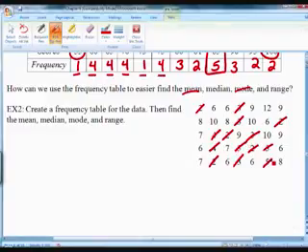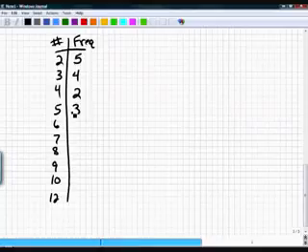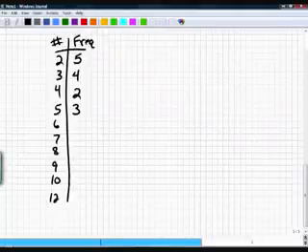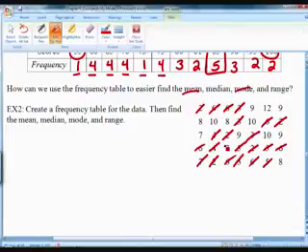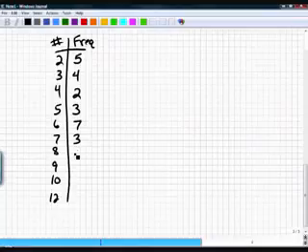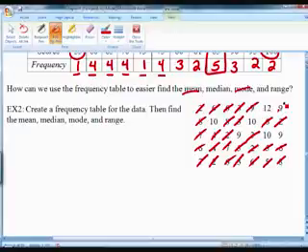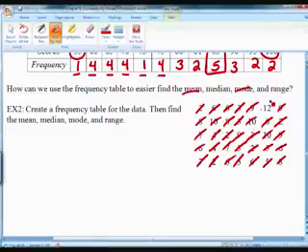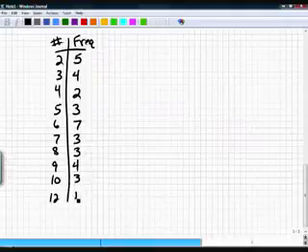2, 3. Okay. 6s. 1, 2. 6, 7 6s. 7s. 1, 2, 3. Is that all of them? 8s. 1, 2, 3. Thank you. 9s. 1, 2, 3, 4. And then 3 10s and 1 12. Okay, got our frequency table.